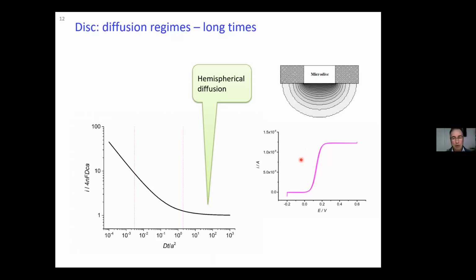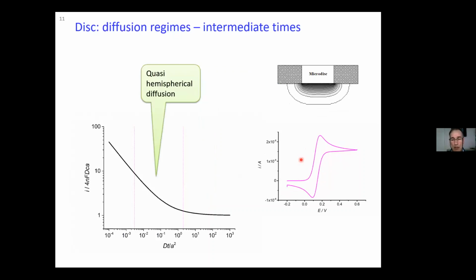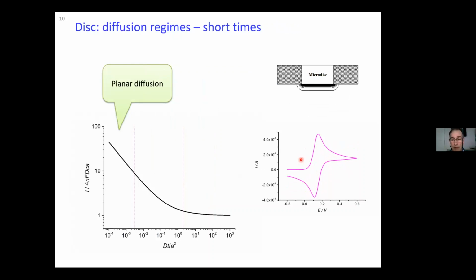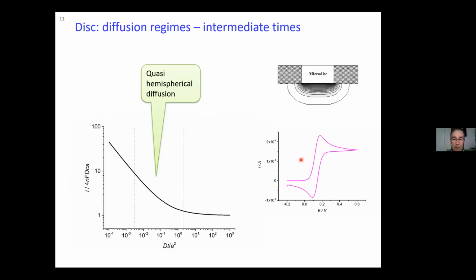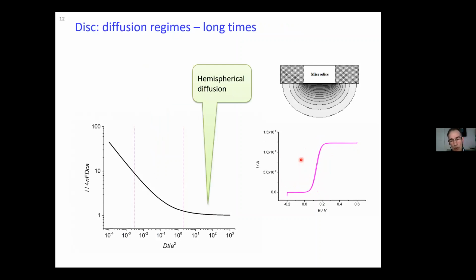So the conventional voltammetry at a microdisc electrode is complicated because we get essentially three shapes of voltammograms depending on the diffusion regime. And now what I want to show you is what happens when we perform sample current voltammetry at microdisc electrodes.